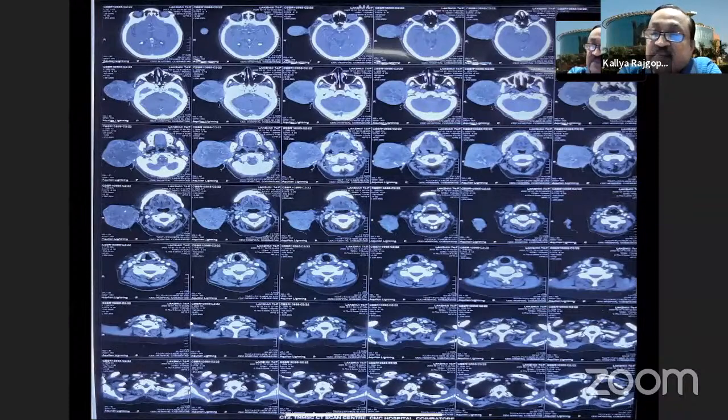No, that should not happen. It should not happen. It's a large one. So you have to keep that in mind first. Then, of course, as you mentioned, the MRI and tumor board discussion and all that.